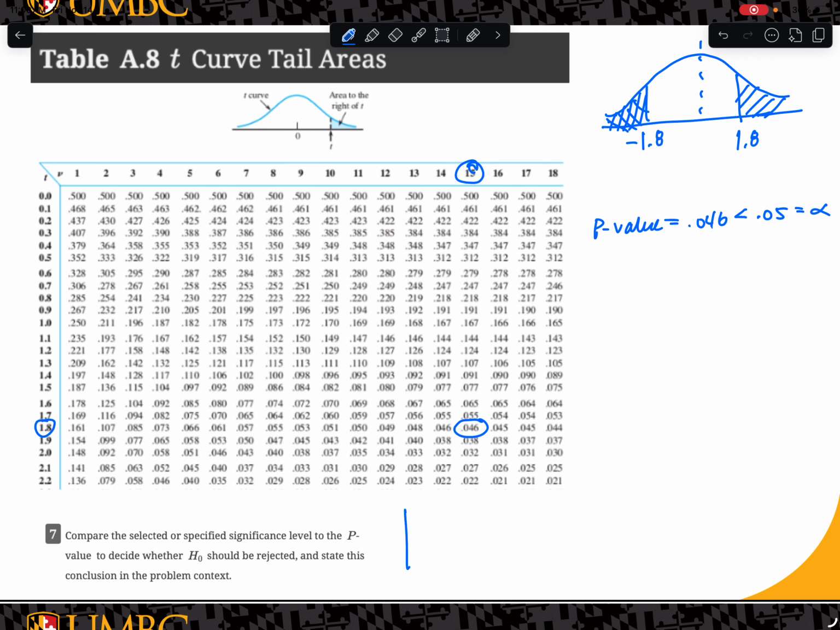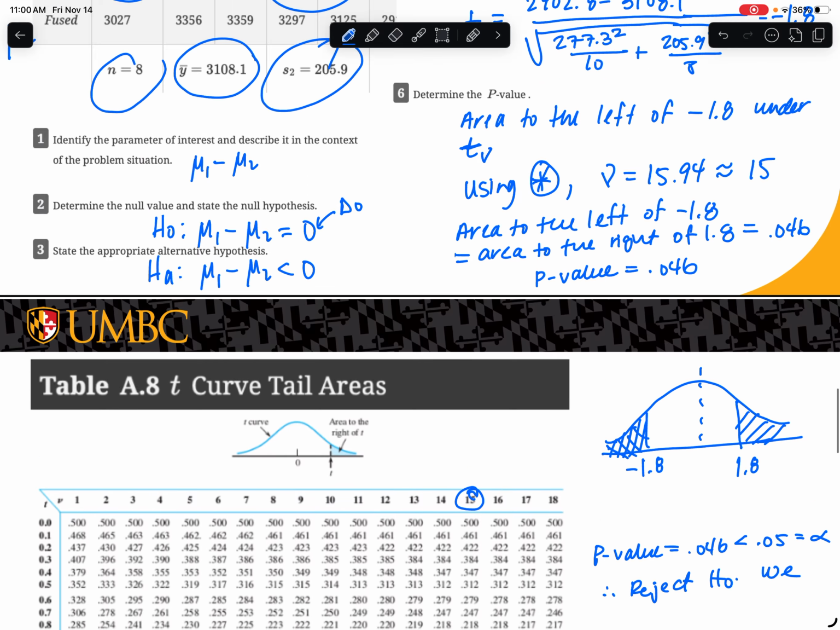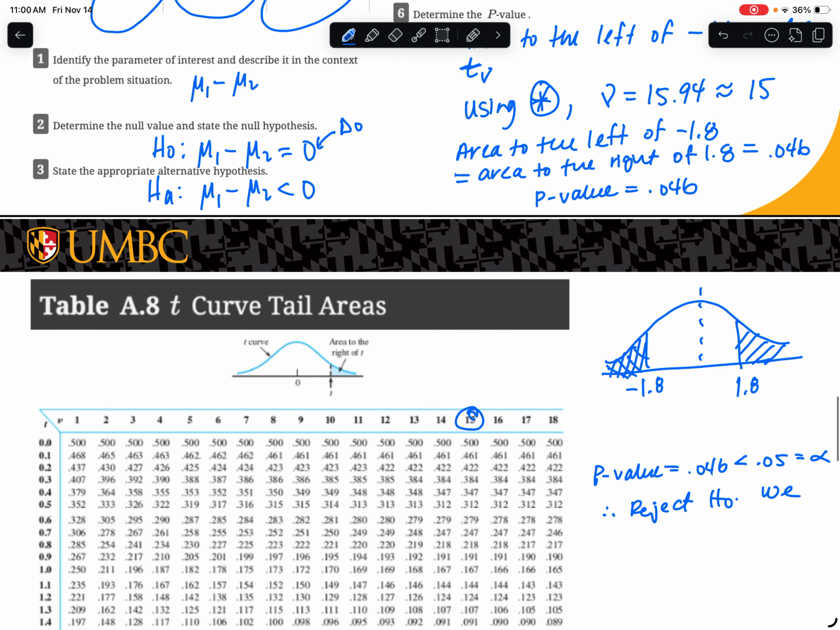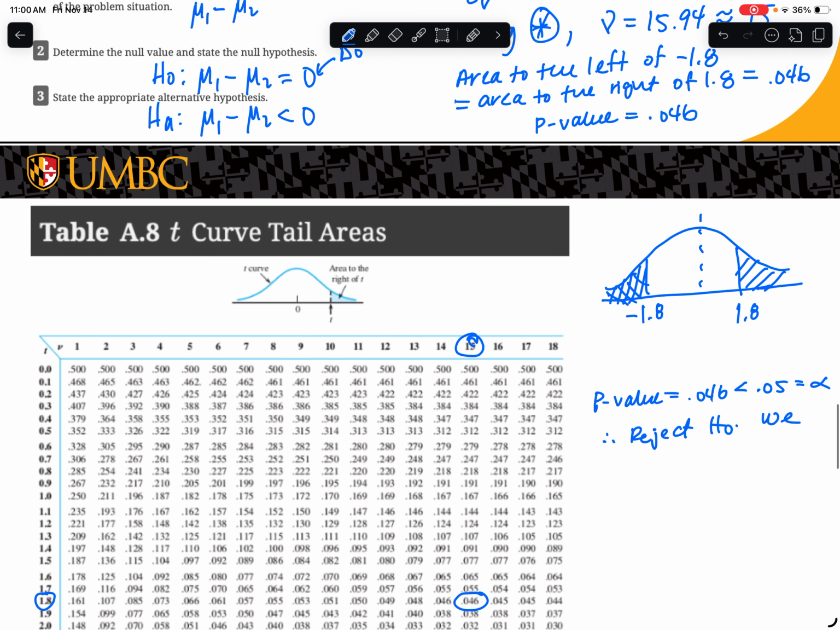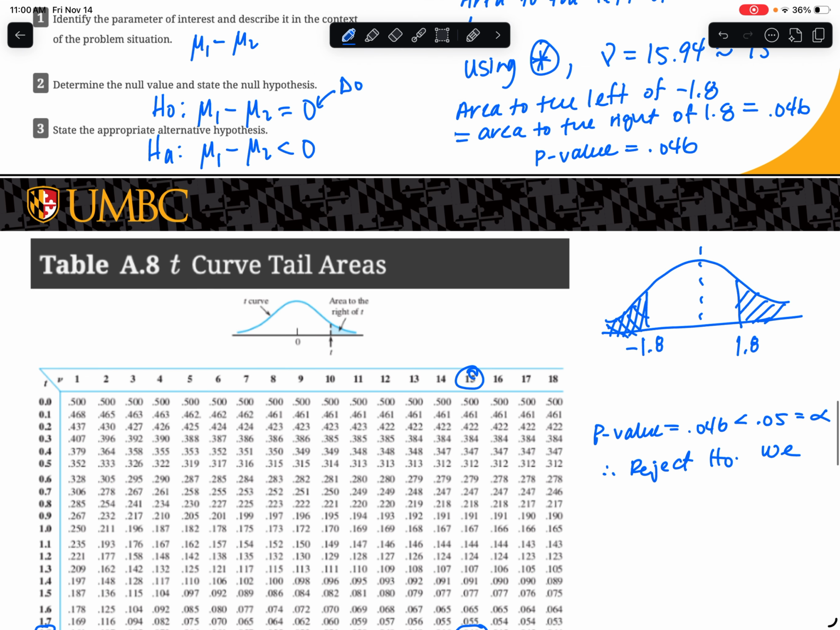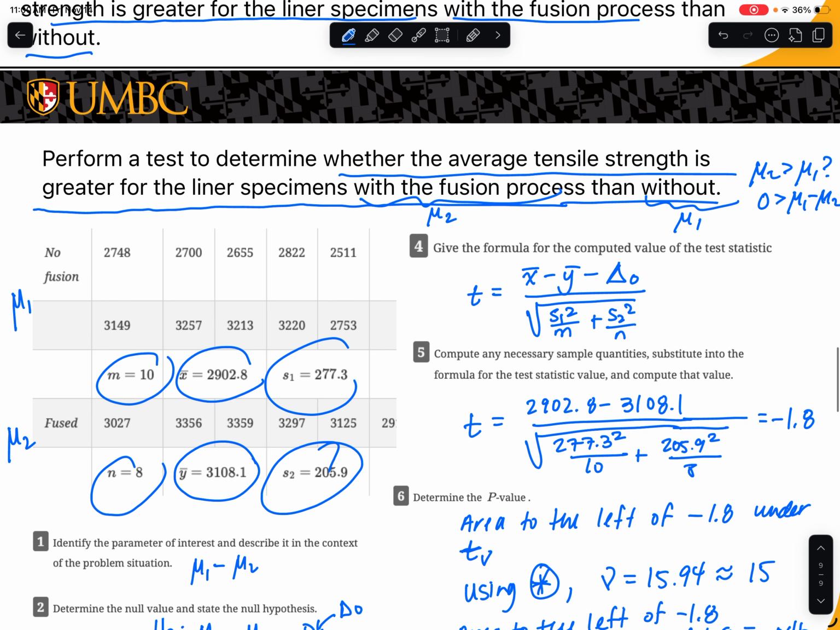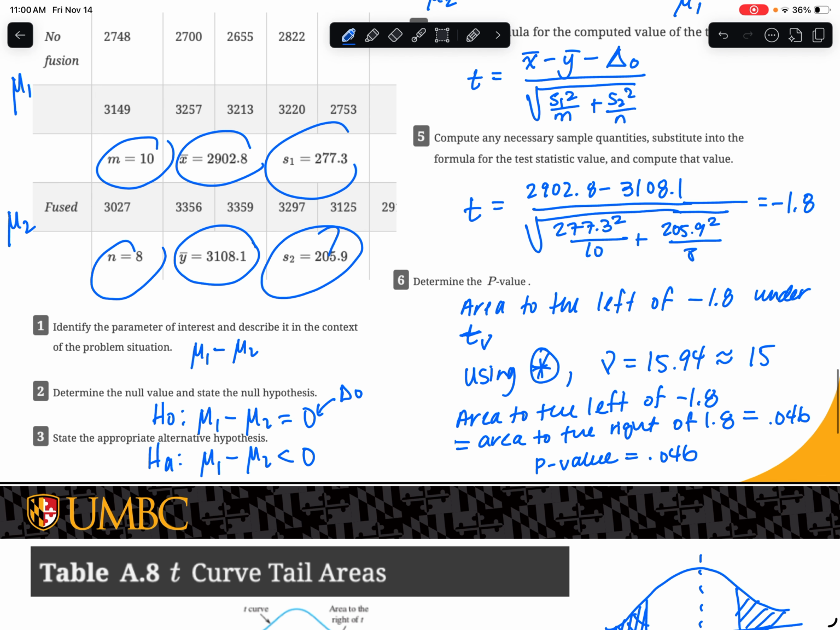Because the p is smaller than alpha, that means we reject the null hypothesis. Just go back and check, the null hypothesis was mu1 minus mu2 equals 0. And the alternative was that mu1 minus mu2 is less than 0, which we worked out is the same thing as saying that the average tensile strength is greater with the fusion process than without.